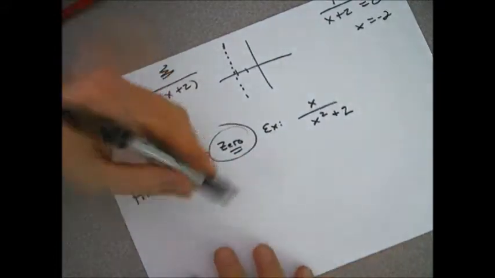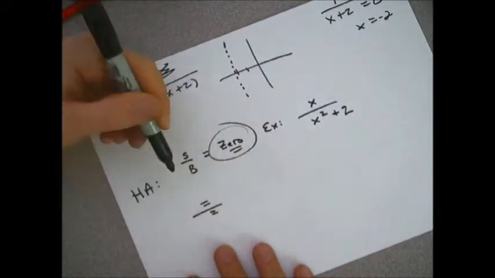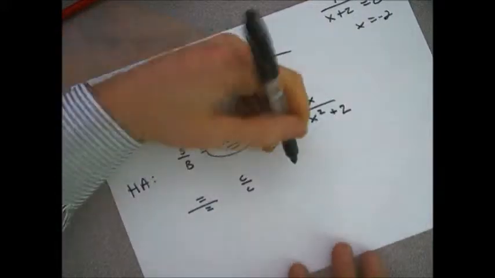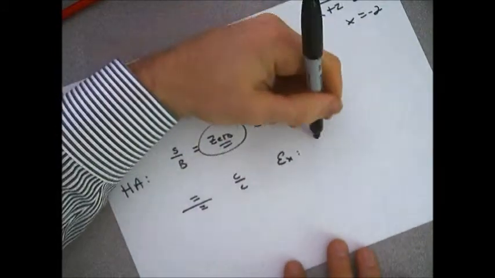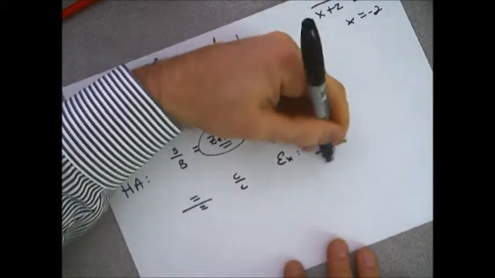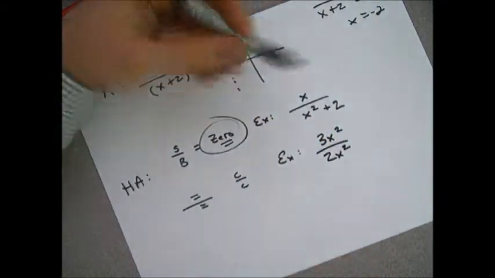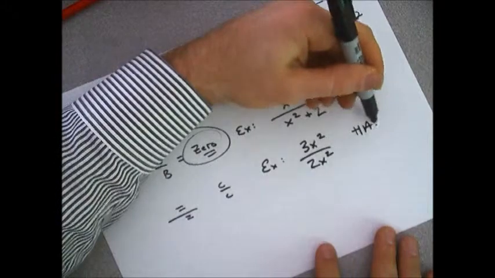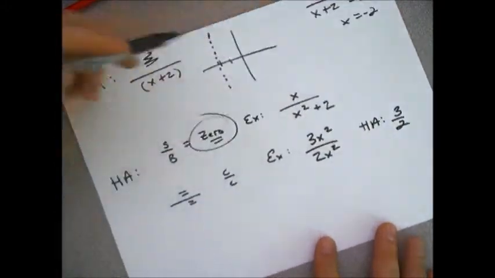What's my next scenario? My degrees are equal. Right. So if they're equal, I get coefficient over coefficient. Example. Let's say I have 3x squared over 2x squared. My degrees are the same, so my horizontal asymptote would be 3 over 2.